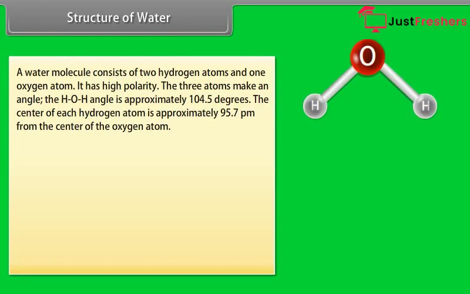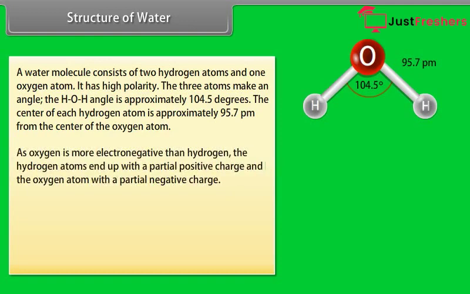Structure of water. A water molecule consists of 2 hydrogen atoms and 1 oxygen atom. It has high polarity. The 3 atoms make an angle. The HOH angle is approximately 104.5 degrees. The center of each hydrogen atom is approximately 95.7 picometer from the center of the oxygen atom.